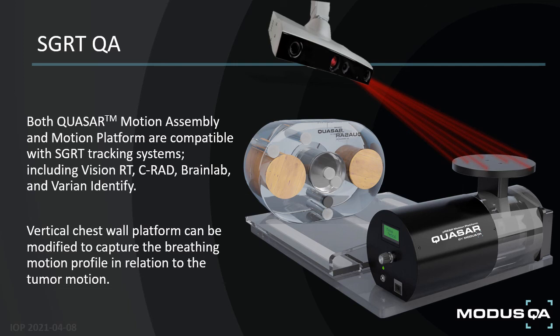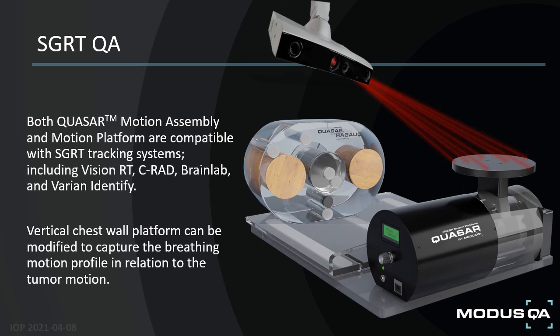And of course, this does come fully included with both the motion assembly and motion platform system without any additional charges. This surrogate chest wall platform can accept any modification for any SGRT system, whether that be Vision RT, C-RAD, the Varian Identify, etc., all in order to help QA their tracking capabilities.